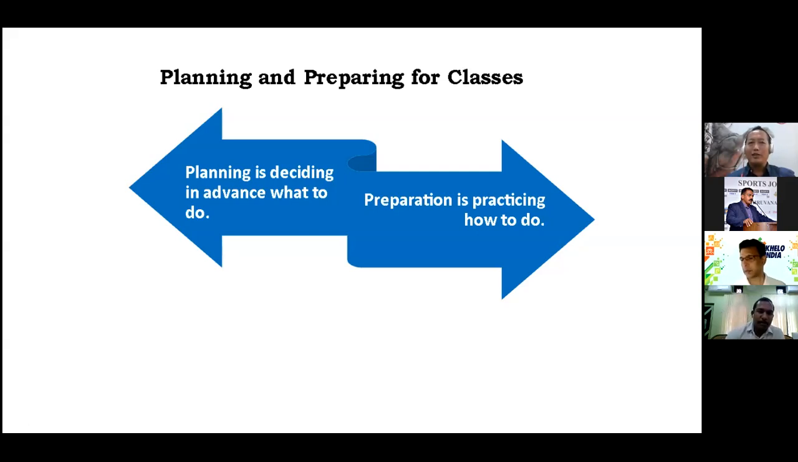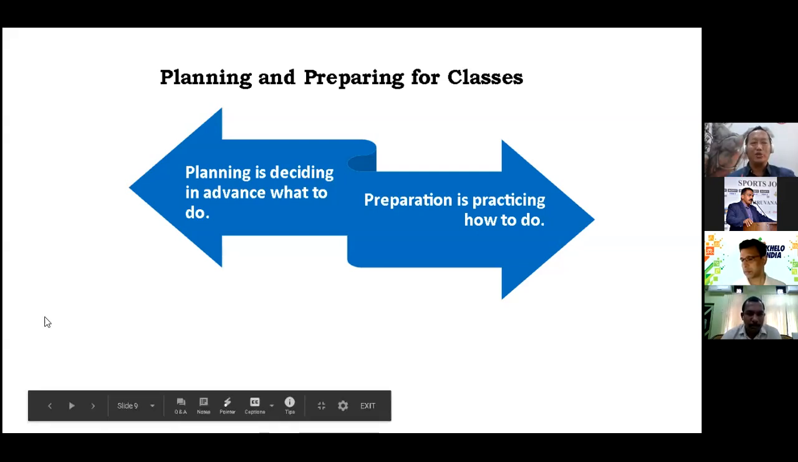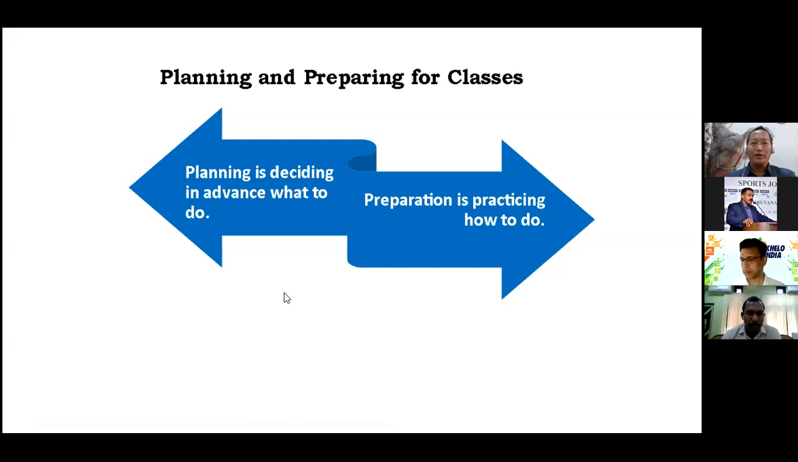As long as a teacher, not only in physical education, I'm very sure in everything you're going to do in life, as long as you add more of this planning and preparing for a situation, the outcome is always going to be better than non-planning or non-preparing. So let me repeat, planning is deciding in advance what to do, and preparing is practicing how we are going to do what you are going to do.